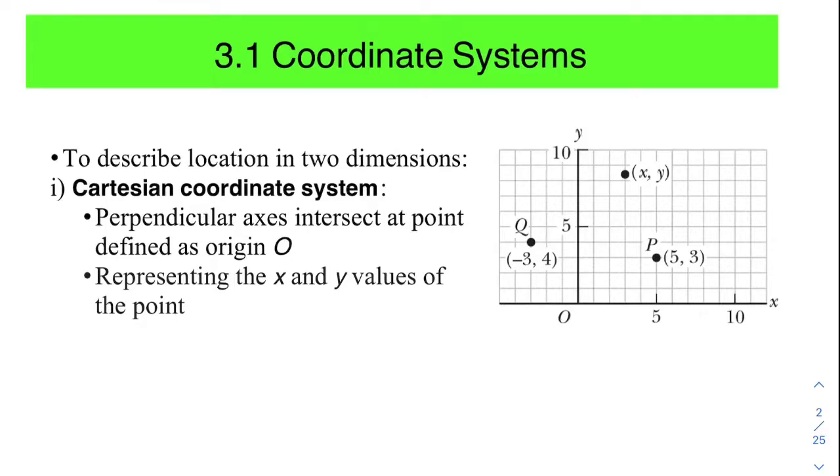So when you have a reading of a point like this, you have the x-axis information firstly, followed by the y-axis information. So 5 here means 5 units to the right because it's positive along the x-axis, and 3 units to the top along the positive y-axis. How about this one? Why is it negative? Because it's to the left of the origin.